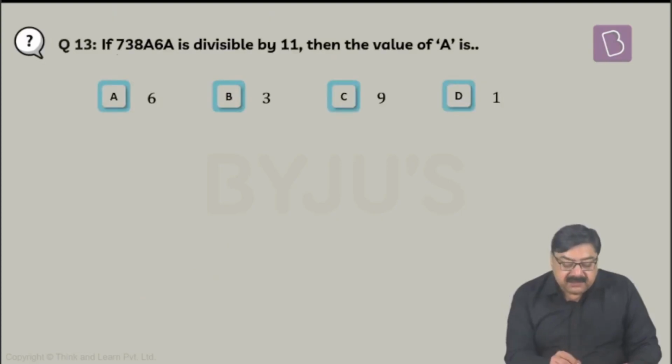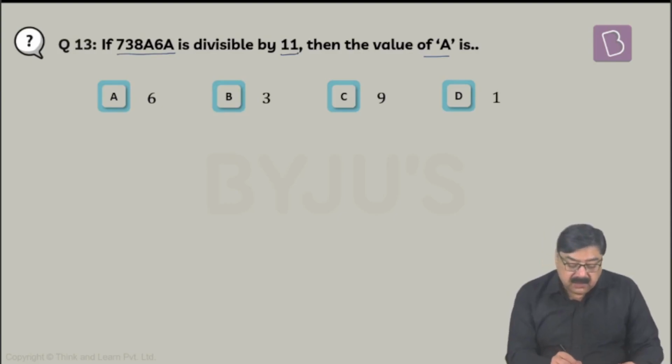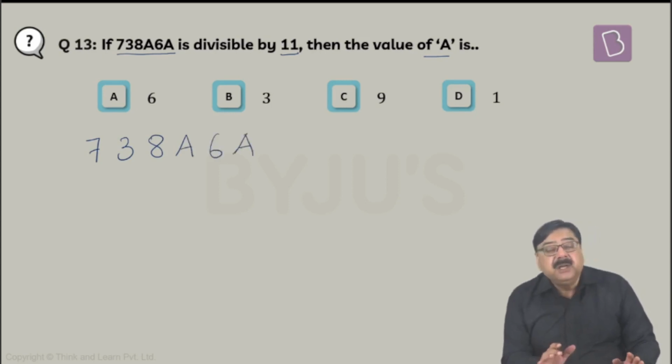Now if 73 8a 6a is divisible by 11, then the value of a is how much? This is a question which appeared in one of the CSAT examinations. When I take these numbers and employ the divisibility rule for 11, what is the rule? The difference between the sum of digits in the alternate places should be either 0 or a multiple of 11.